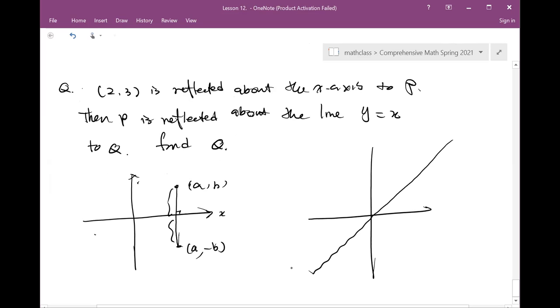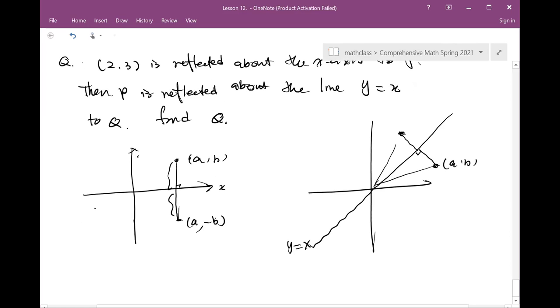Now, how to determine this line, right? y equals x. Suppose you have a point here, A and B. Okay, how to get the reflected point? This is reflected about the line y equals x. So you have to draw the line perpendicular to that and extend it, then have the same equal distance. So that is the difficult part, probably. Yeah. How to find the other point.